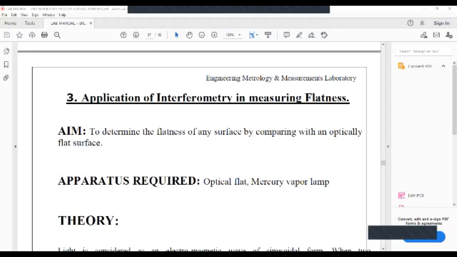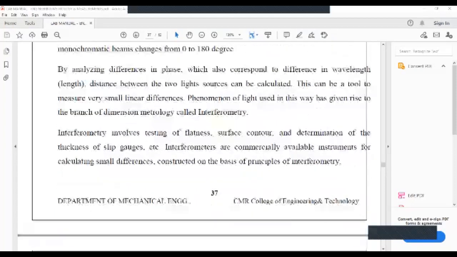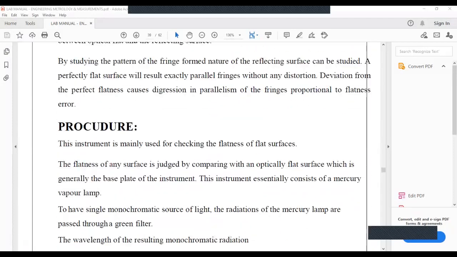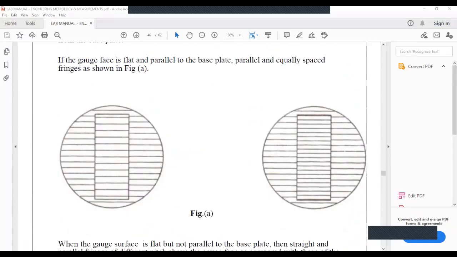In that experiment, we considered the interferometry principle, where monochromatic light rays are passed through different types of optics, mirrors and screens, and they interfere with each other. With this interference, there is a chance of fringe patterns or fringe bands existing. With the help of those fringe patterns, we can say whether that particular surface is a flat one, a concave one or a convex one. In that way, we observed the application of interferometry in finding patterns.